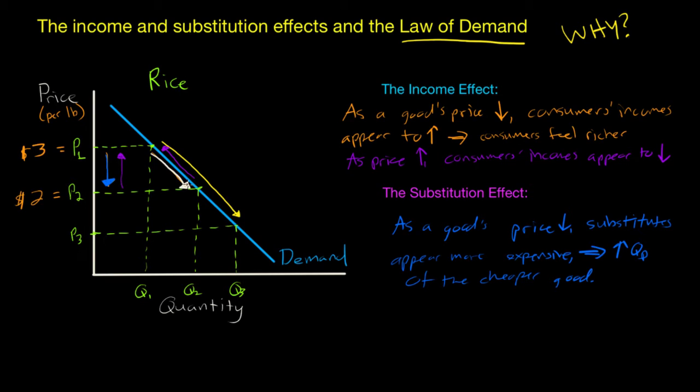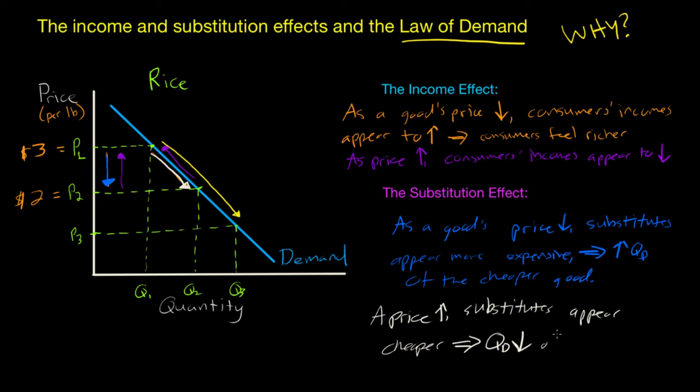So even though the price of pasta did not change, a decrease in the price of rice has the effect of making the good's substitutes appear more expensive. Therefore, consumers now substitute the cheaper good, that's rice, in exchange for what they might have otherwise bought, which was pasta. And of course, this works in both directions as well. As price increases, substitutes now appear cheaper. Therefore, the quantity demanded of the now more expensive good decreases, causing a movement upward and to the left along the demand curve.